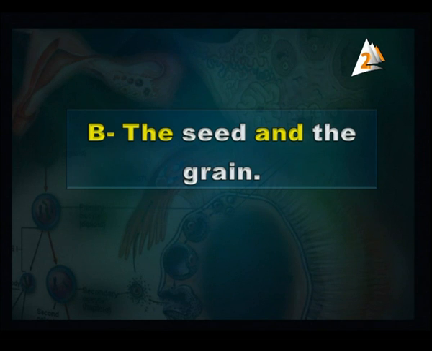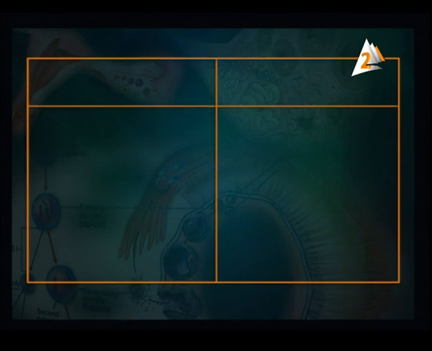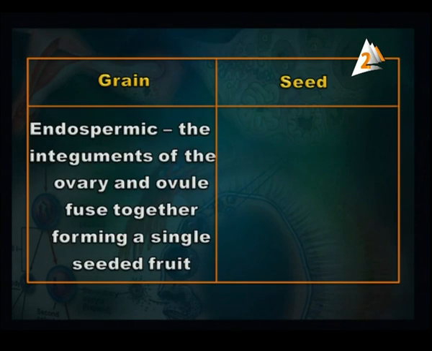Next, the seed and the grain. I want the difference between seed and grain. Of course, the grain is endospermic, and the integuments of the ovary and the ovule fuse together, forming a single-seeded fruit.